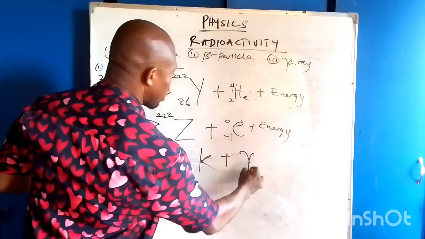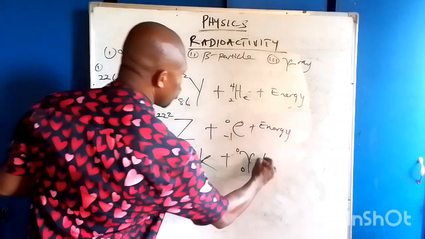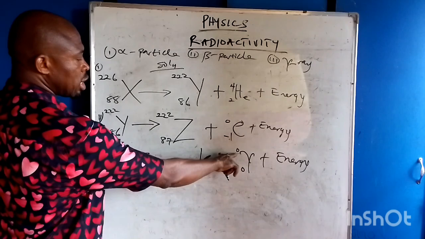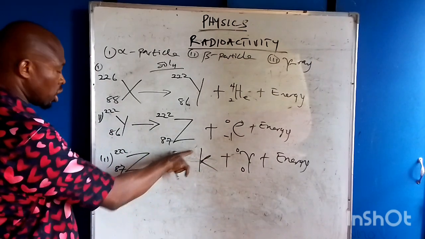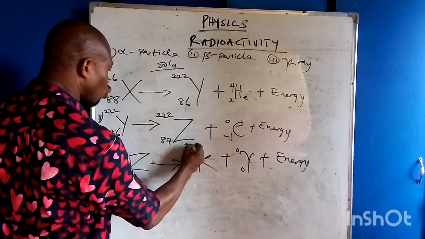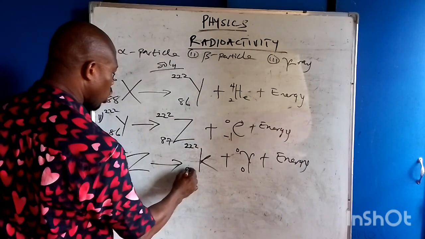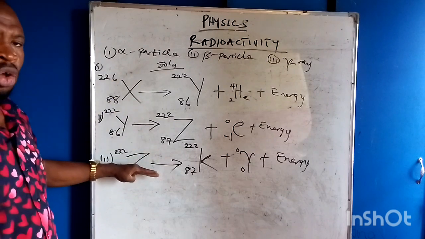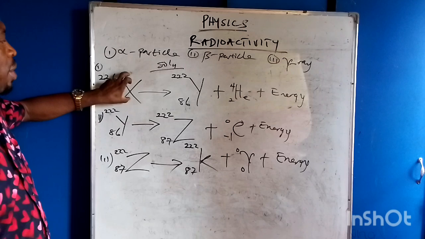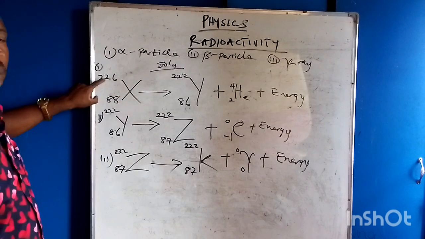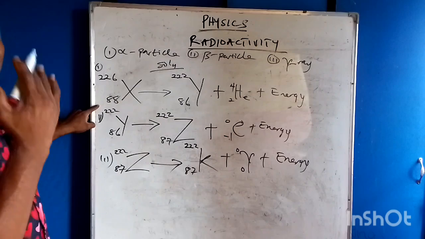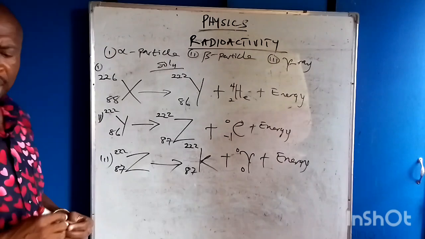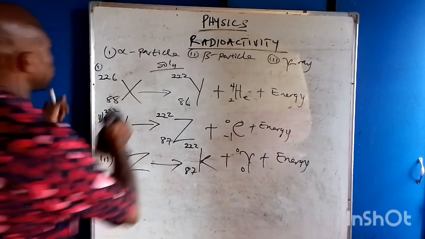plus gamma, gamma here is 0, here is 0, plus energy. Now, if it is energy, remember here is 0, here is 0. It will not have any effect on this. This and this will give us 222. Here will return the same 87. So these are the changes that occur when this element with this mass number and this proton number emits in succession.